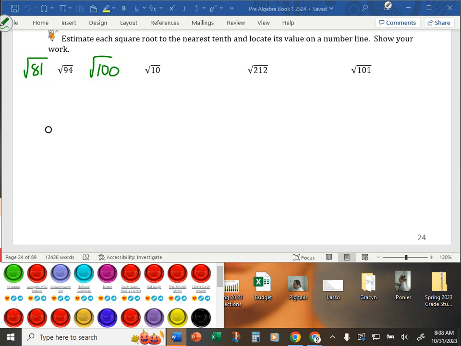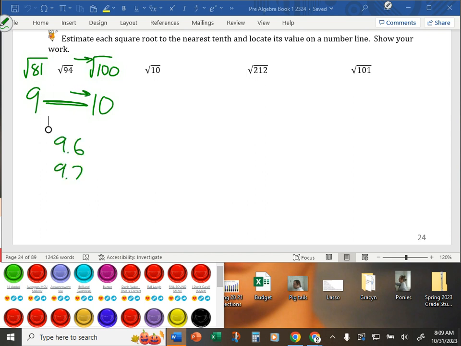Yes, Shane? Between 9 and 10. Right, they are perfect squares, okay? Root 81 is equal to 9, root 100 is equal to 10. So if 94 is between those two perfect squares, that means its value is between 9 and 10, right? And so we've got 94. We now see how close it is to both sides. It's closer to 100, therefore it's closer to 10.